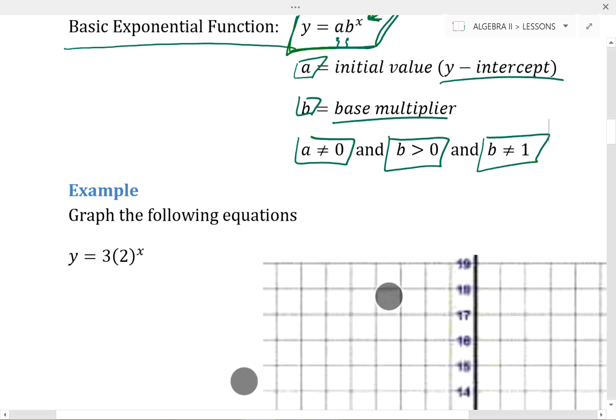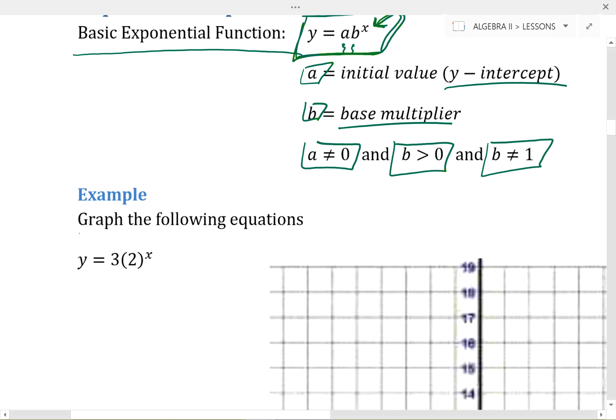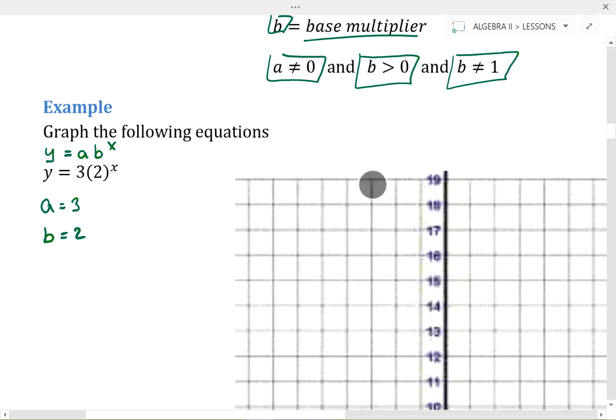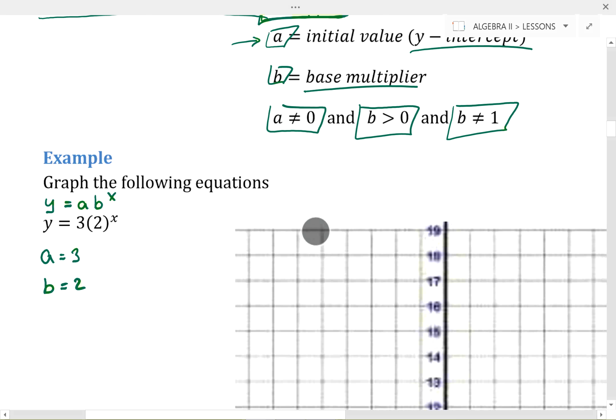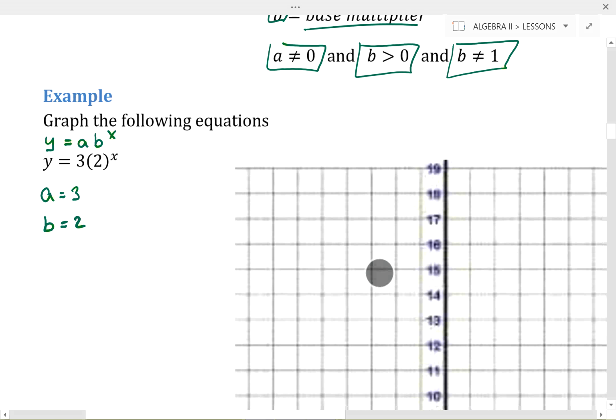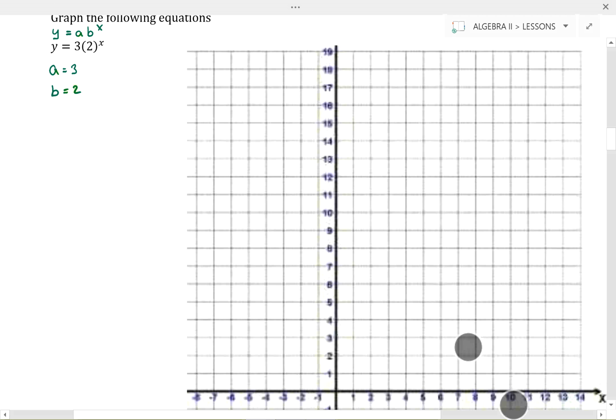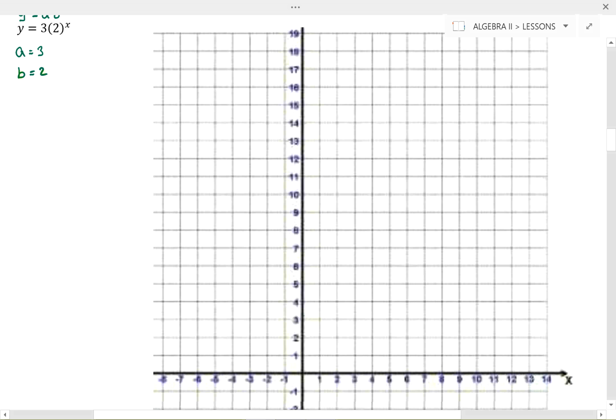So let's go ahead and take a look at what an exponential equation ends up looking like. Our first example here is y equals 3 times 2 to the x. If I compare that to y equals a times b to the x, we can see that our value of a is 3 and our value of b is 2. Because we know that a is our initial value or y-intercept, I can look at my value of a, which is 3, and I know that's the location where my graph crosses the y-axis. So at y equals 3, I'm going to put a point.